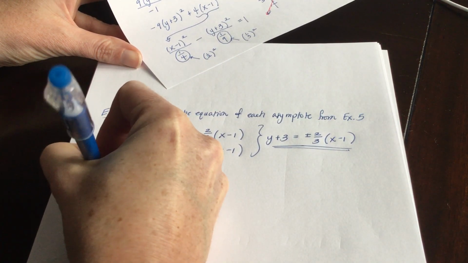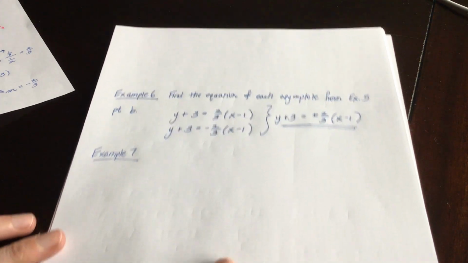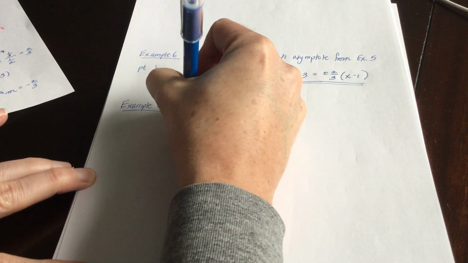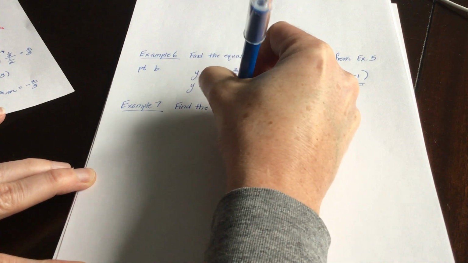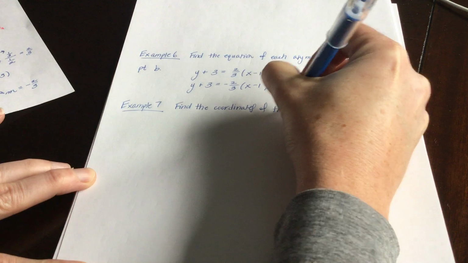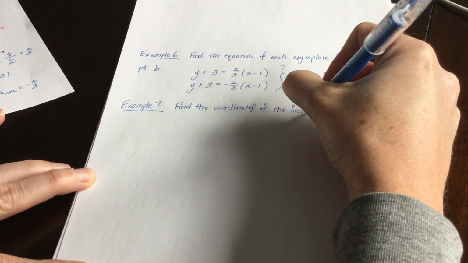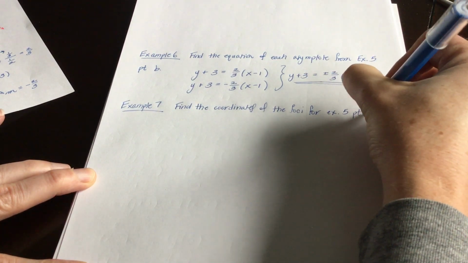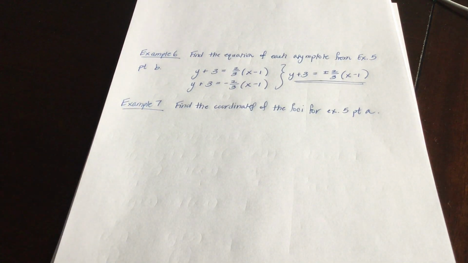Okay, example 7, and the last example of this lesson. Find the coordinates of the foci for example 5, and then let's look at part A for this one.